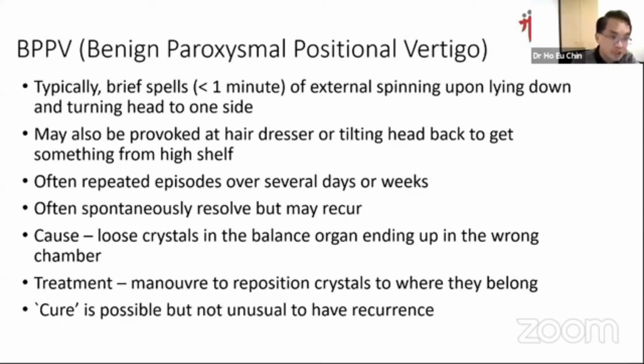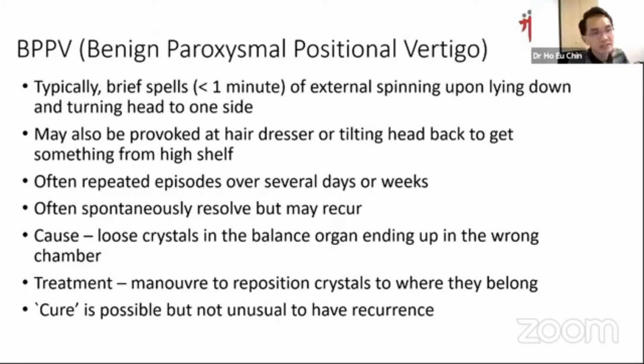And so cure is possible for this condition. If you have the symptoms, you see a doctor, they make the diagnosis, they carry out the maneuver, and the crystals move out and re-enter the correct chamber, the symptoms go away, and you can be considered cured. But be aware that there is a tendency for these symptoms to recur in the future.